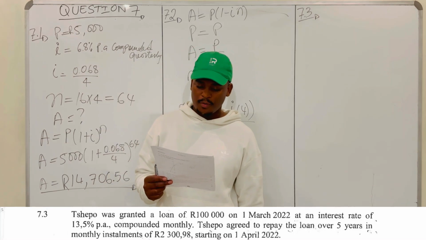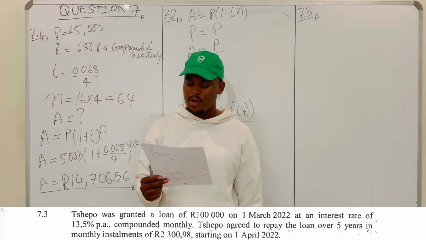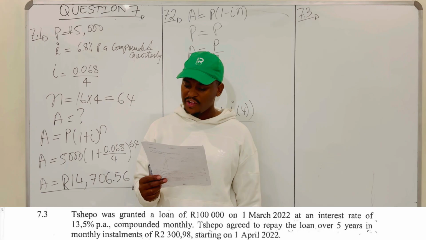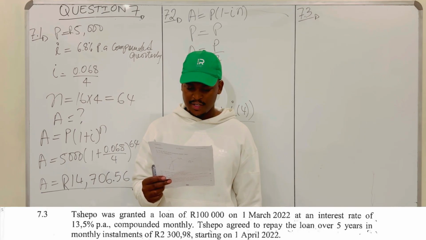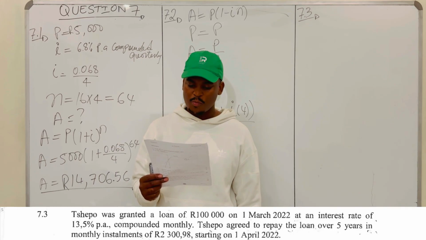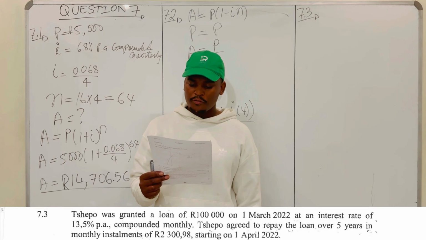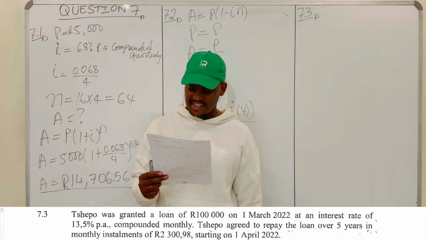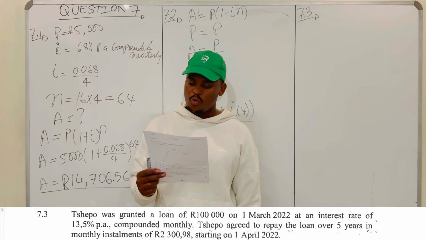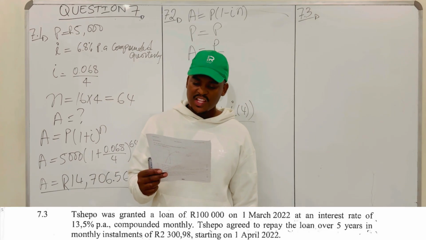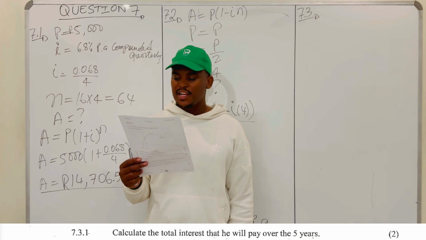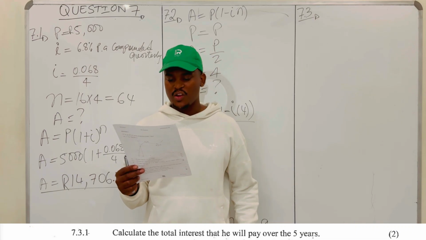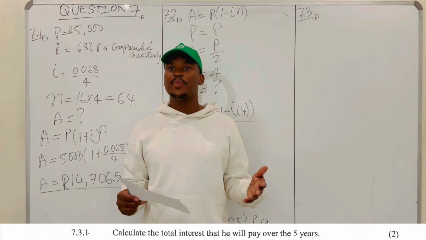They are saying our friend Tshepo was granted a loan of 100,000 on 1st March 2022, at an interest rate of 13.5% per annum compounded monthly. Tshepo agreed to repay the loan over 5 years in monthly installments of 2,398 rand, starting on 1 April 2022. So they are asking us to calculate the total interest that Tshepo will pay over 5 years.